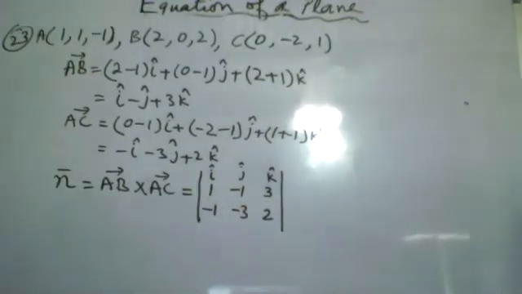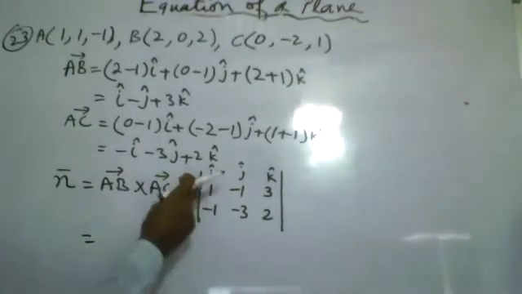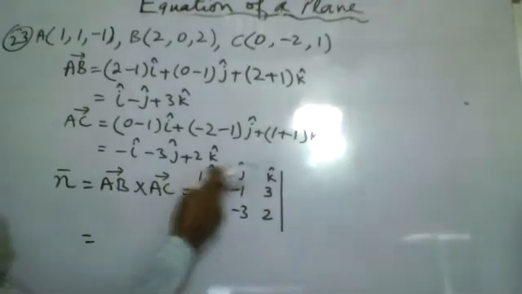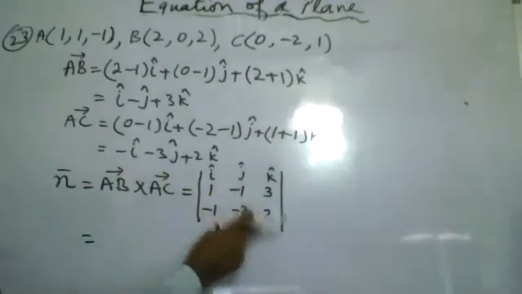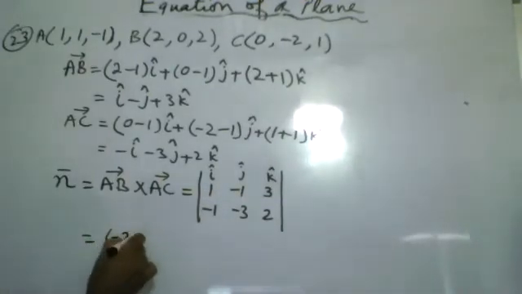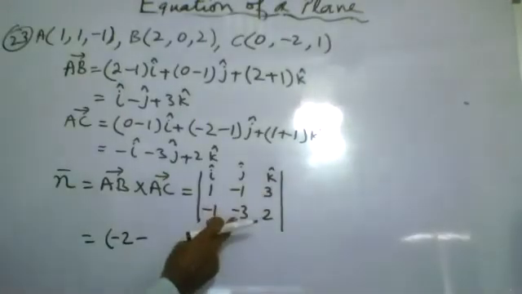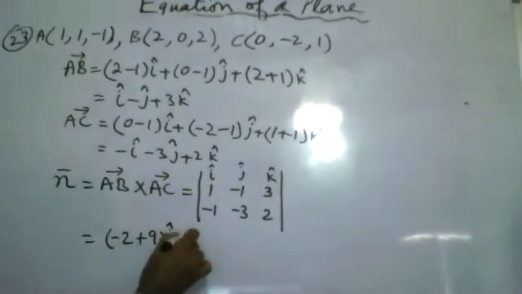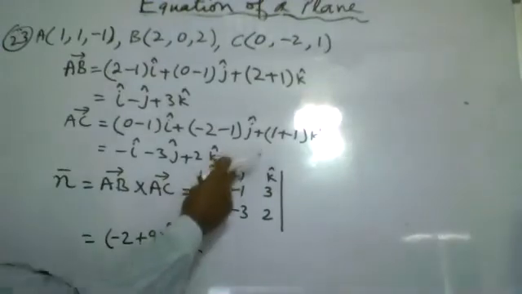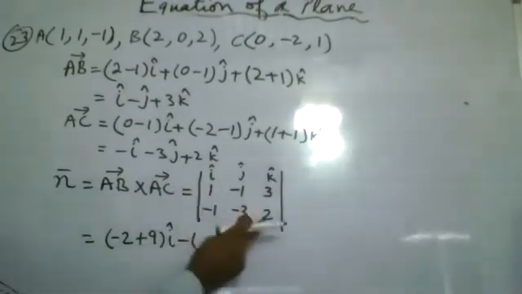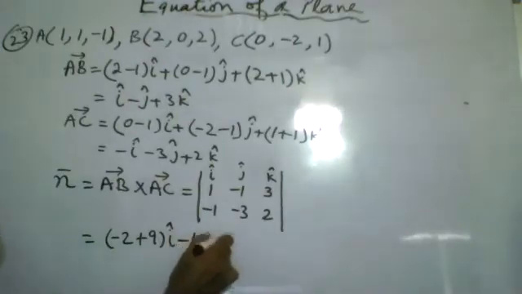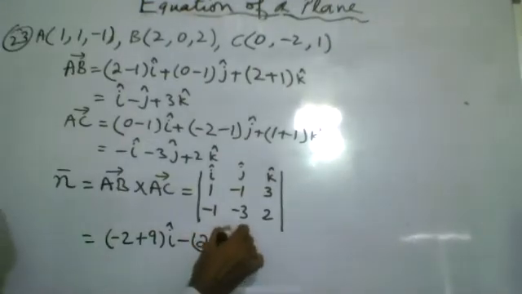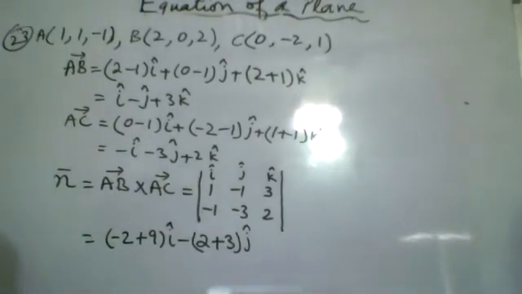Now we will take the cross product. First we take I, so this row and this column will be left. Minus 1 into 2 will be minus 2. Minus 3 into minus 3 will be minus 9. Minus minus is plus 9. This is I. Minus the second column J, so this row and column will be left. 1 into 2 will be 2. Minus 3 into minus 1 will be minus 3. Minus minus is plus 3. This is J.